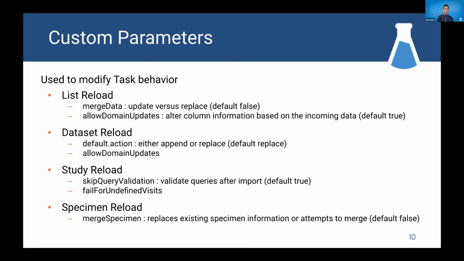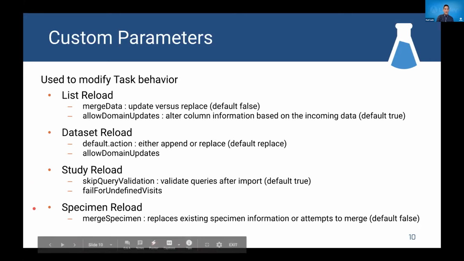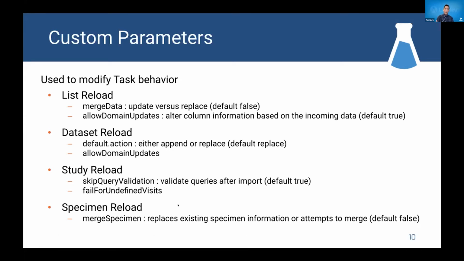Additionally, there's the allowed domain updates, which normally, when we see new data, if there is a new field, we're going to add that field to the list or data set. And conversely, if we have existing columns that don't appear in the incoming data, we'll drop those. This may not be desirable either, and so you can control that with the allow domain updates flag.